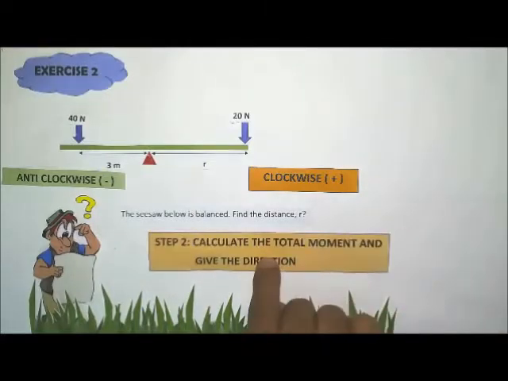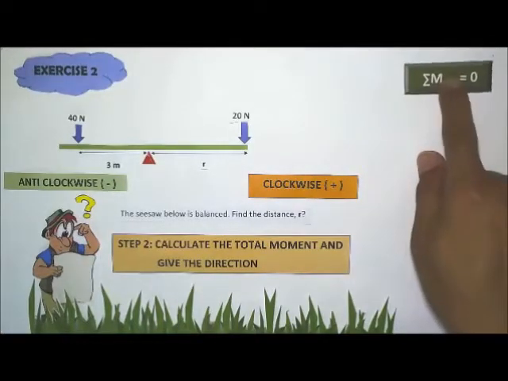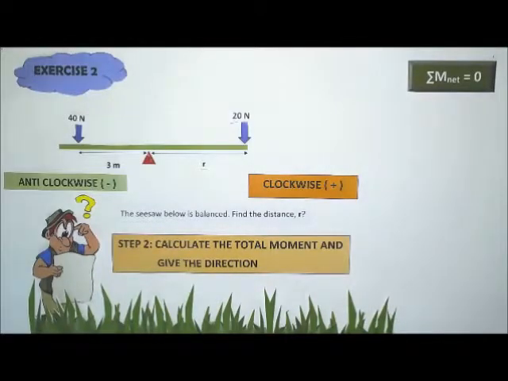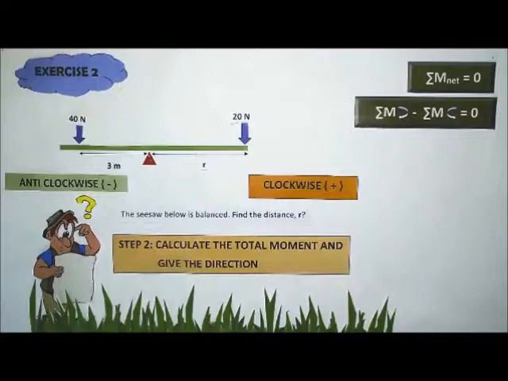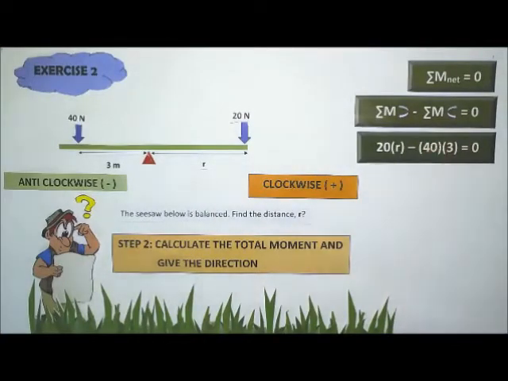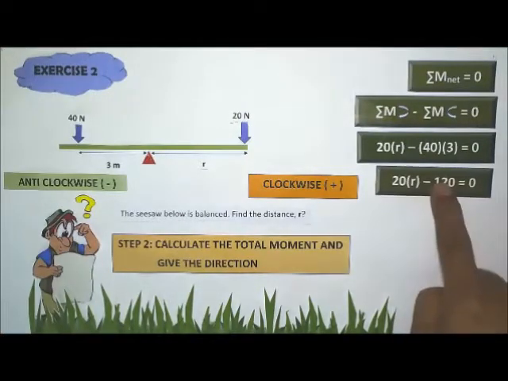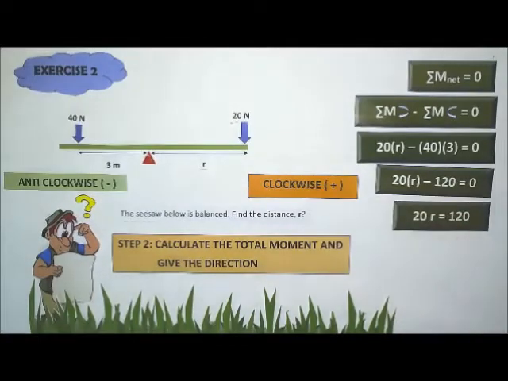Step 2. Calculate the moment and give the direction. As we know, for balance, Mnet equals 0. Total moment clockwise minus total moment anti-clockwise equals 0. 20 times r minus 40 times 3 equals 0. 20 times r minus 120 equals 0. So the answer of the distance is 6 meter.